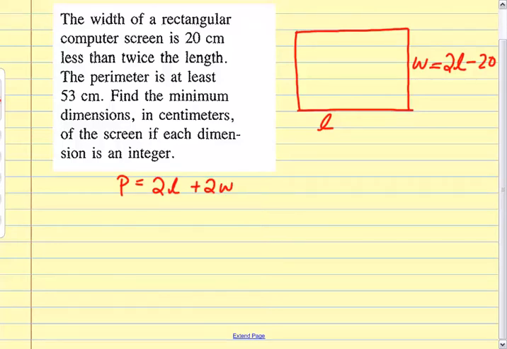Now let's fill in what we know. We know that 53 centimeters has to be the perimeter, but it says it's got to be greater than or equal to 53. Okay? Our perimeter needs to be bigger than or equal to 53. Okay? Now, let's see. 2L plus 2 times, not W, but what W equals, 2L minus 20. This stuff has to be greater than or equal to 53.